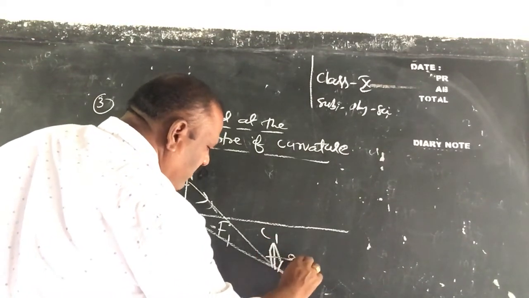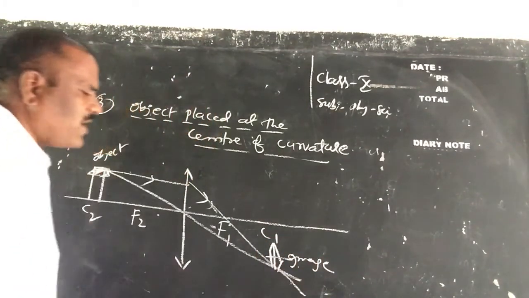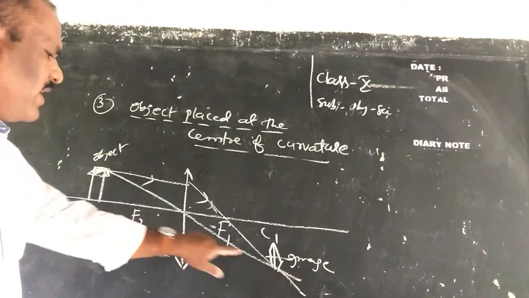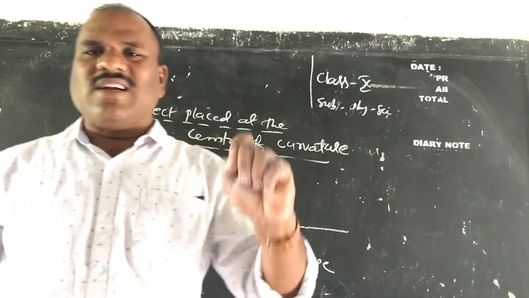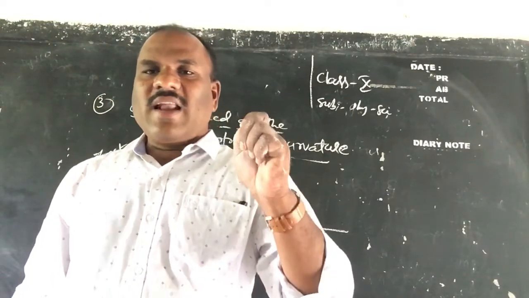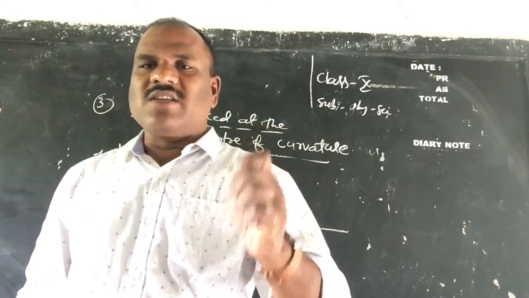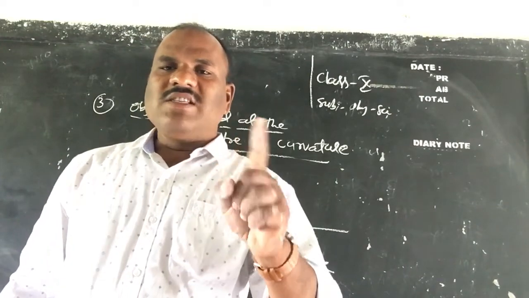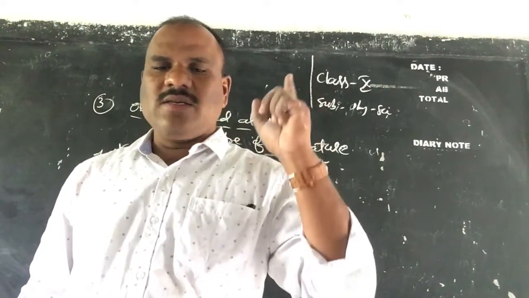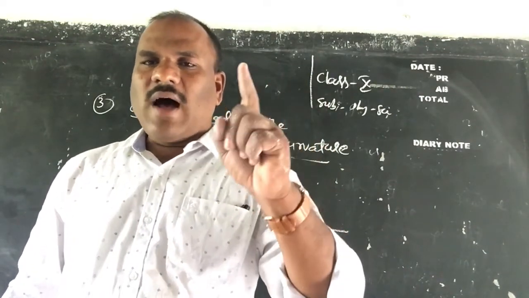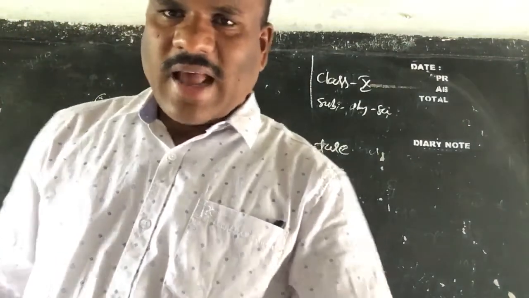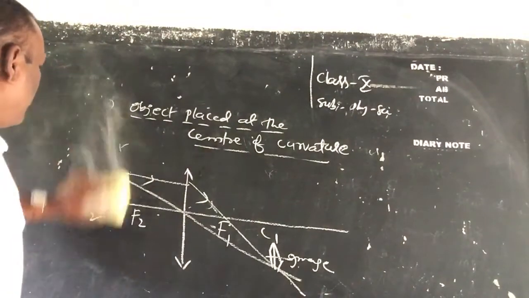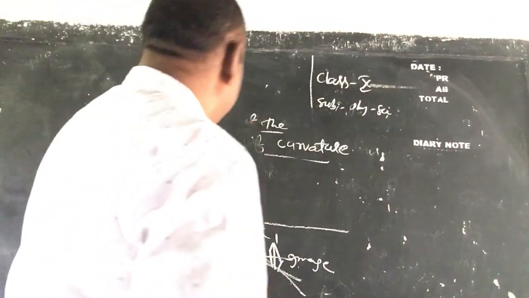This is the image. The image is formed at C1. That means, when the object is placed at the center of the curvature on the principal axis, a real, inverted image is formed at C1, which is the same size as the object. So understand, children? This is ray diagram 3.